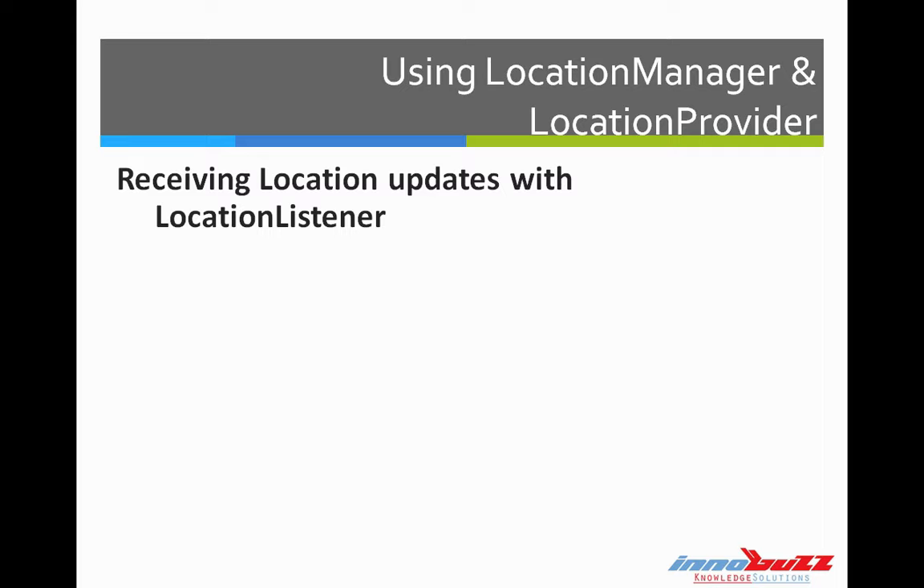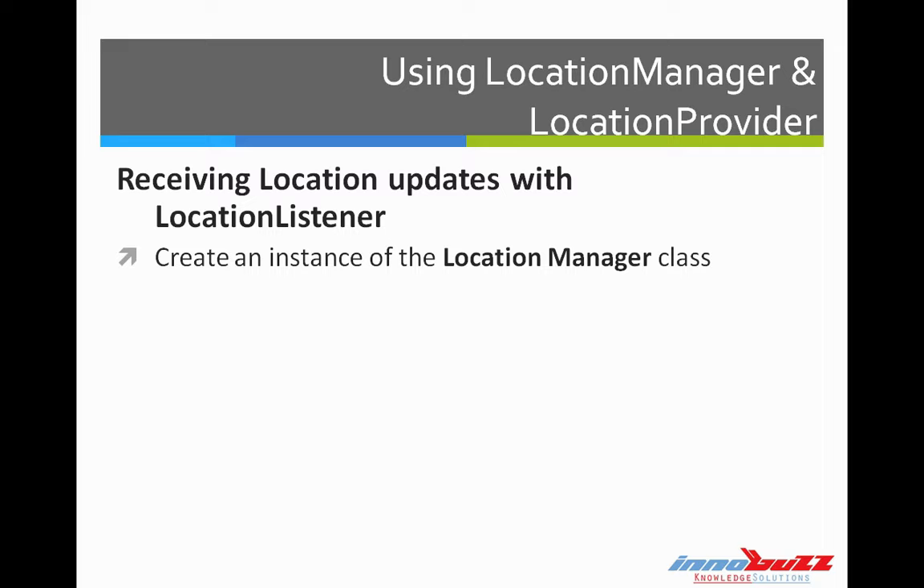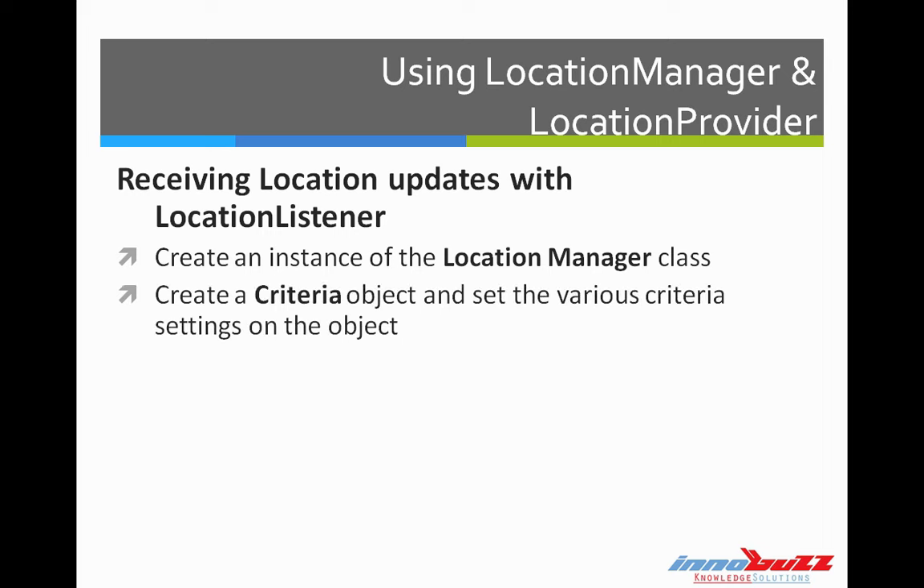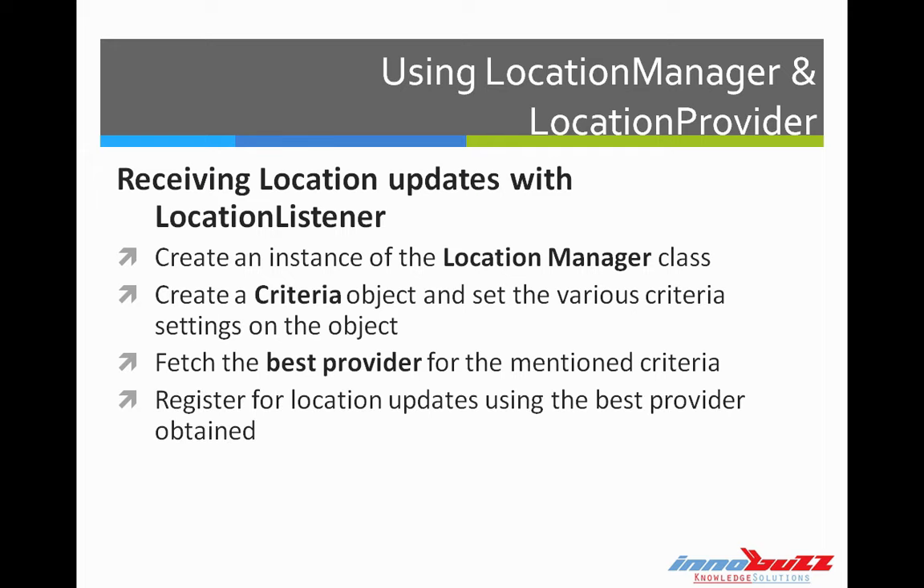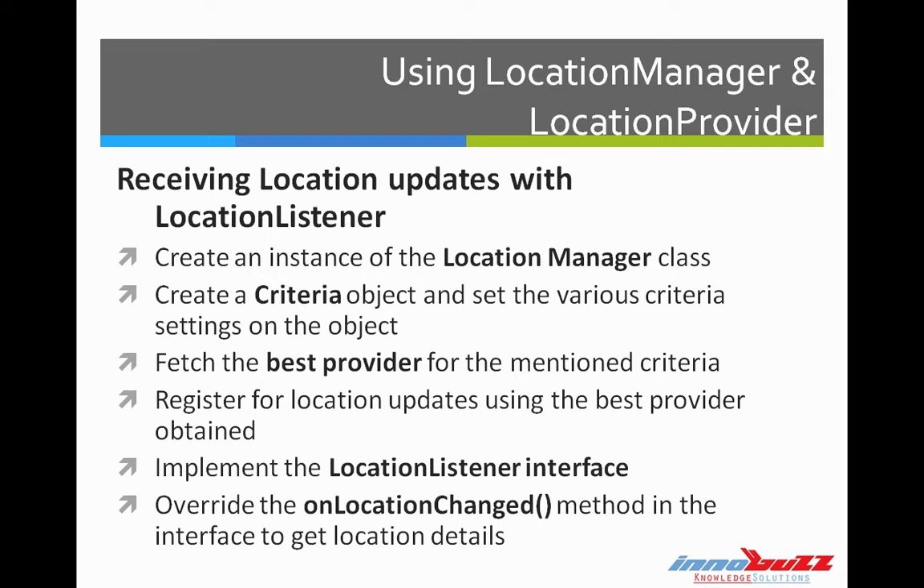Receiving location updates with the Location Listener interface. The various steps involved are: creating an instance of the Location Manager class, creating a criteria object and setting the various criteria settings on the object, fetching the best provider for the mentioned criteria, registering for location updates using the best provider obtained, and implementing the Location Listener interface. We also need to make sure that we override the onLocationChanged method in the interface to get the location details.